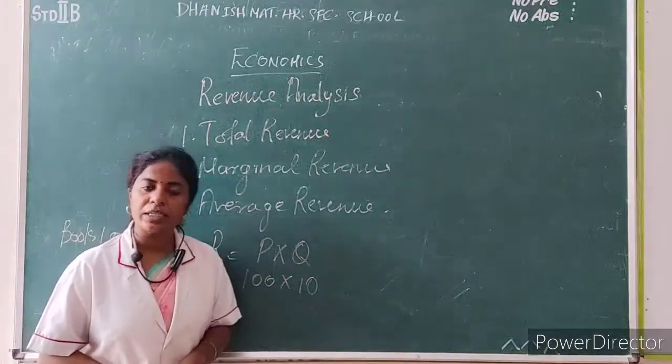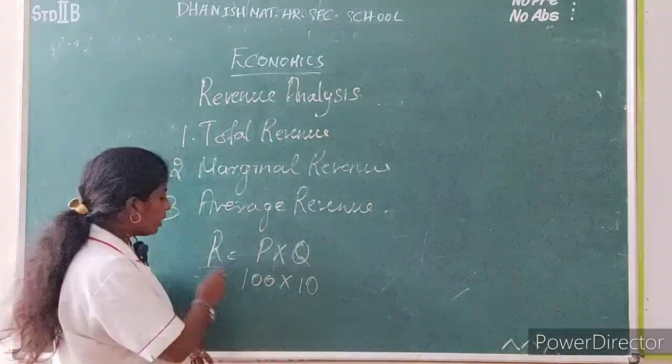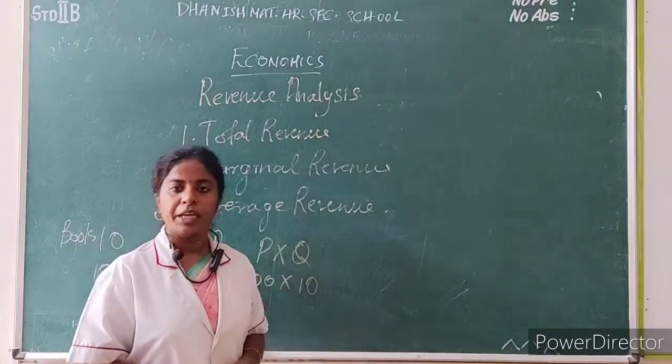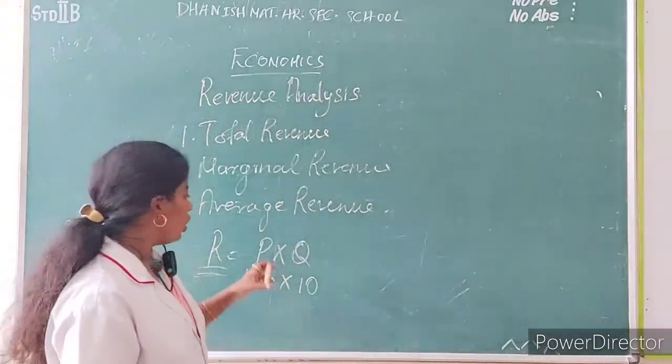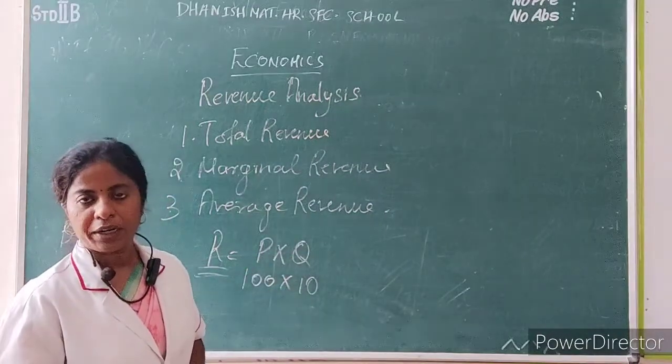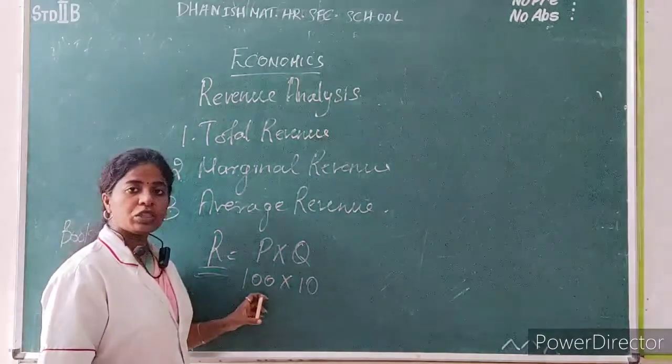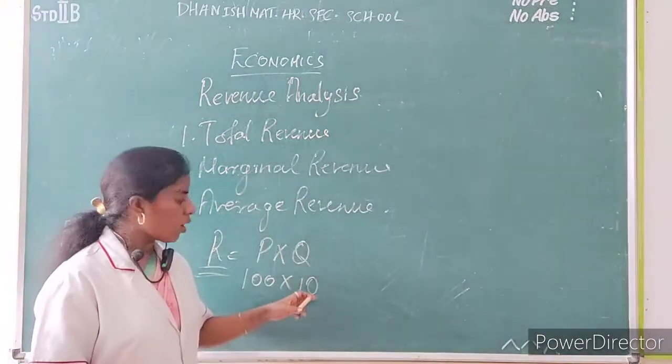So now what is the profit? Revenue means it is a profit or an income for an entrepreneur, income for a producer. So price multiplied by quantity is called revenue for an entrepreneur. So he produced 10 books, it is a quantity 10.